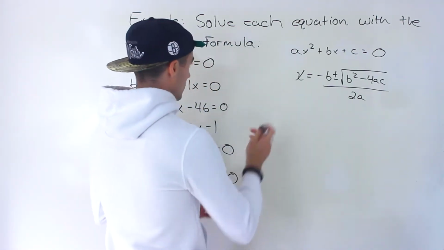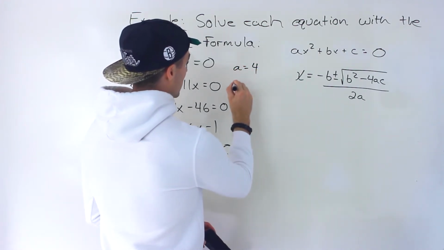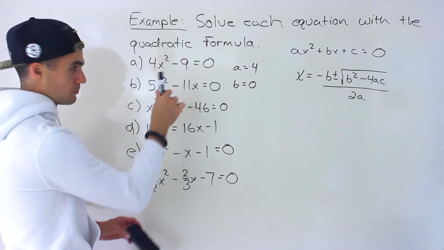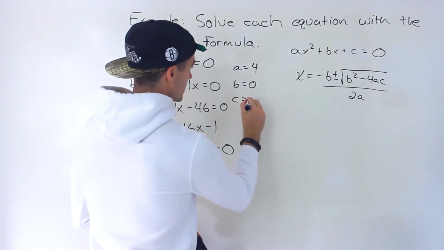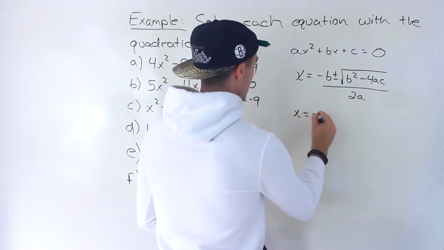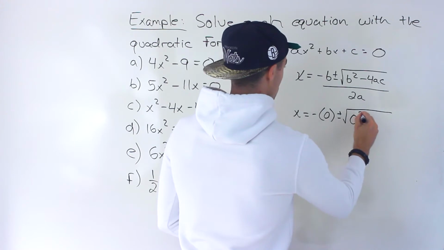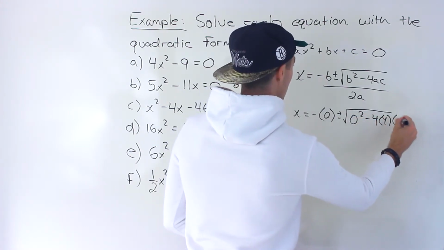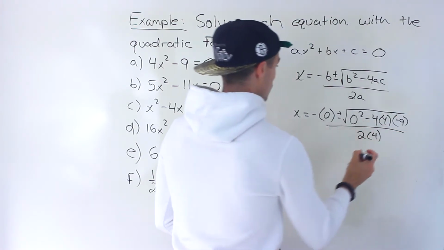So here, notice that the a value is 4. Notice that the b value is 0, right? There's no bx term in the middle. And then the c value is negative 9. So plugging all of these in, we'll have x equals negative, the b value is 0, plus or minus the square root of 0 squared minus 4 times the a value of 4 times the c value of negative 9, and that's going to be all over 2 times that a value of 4.